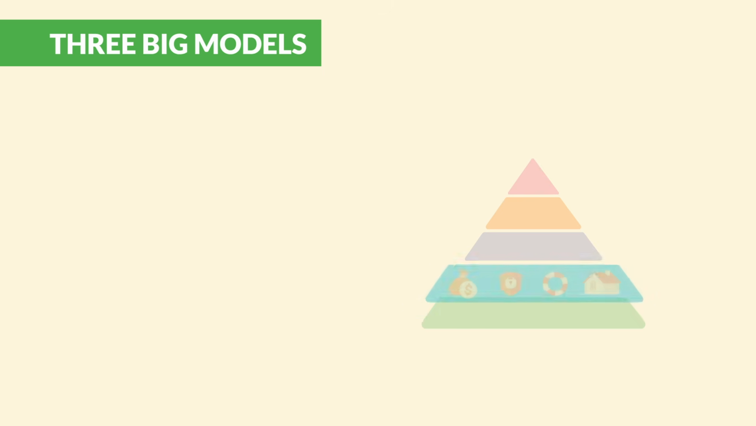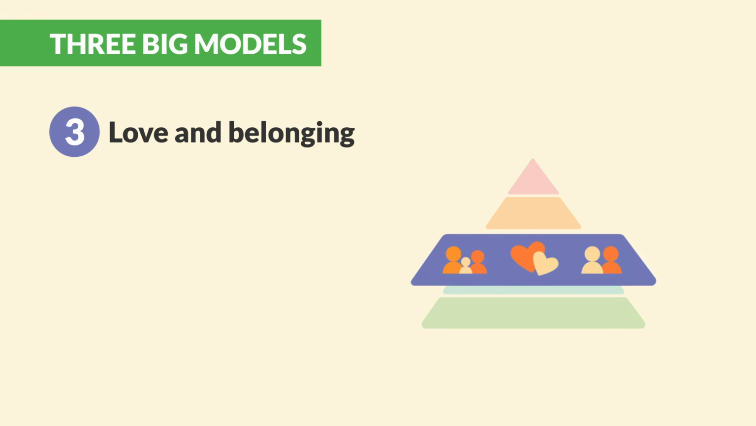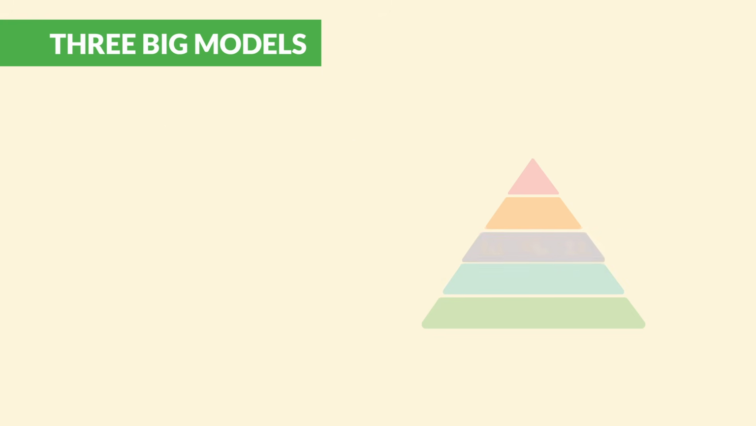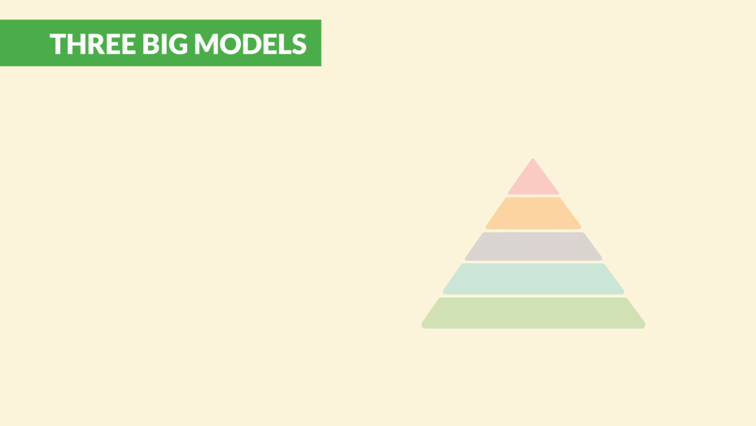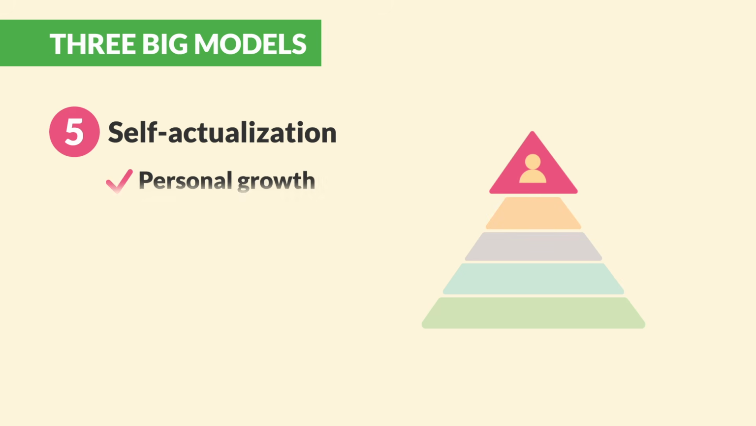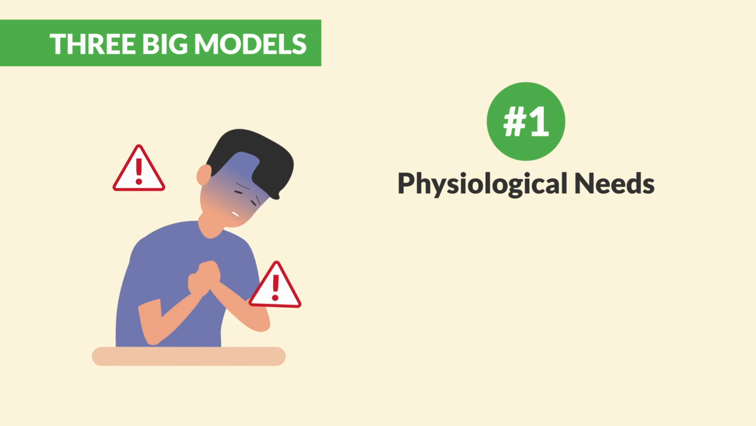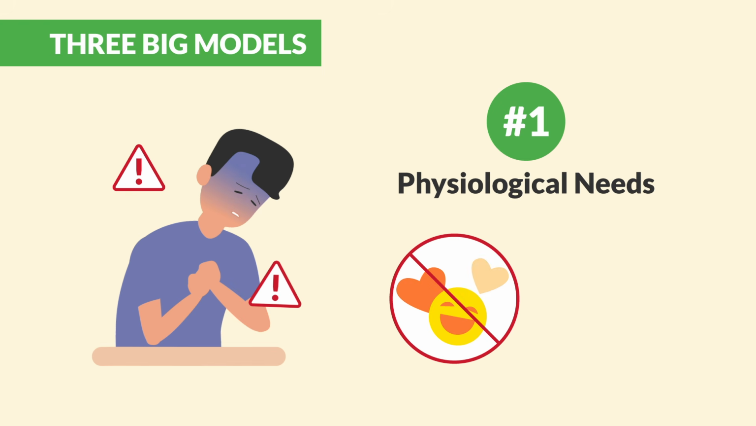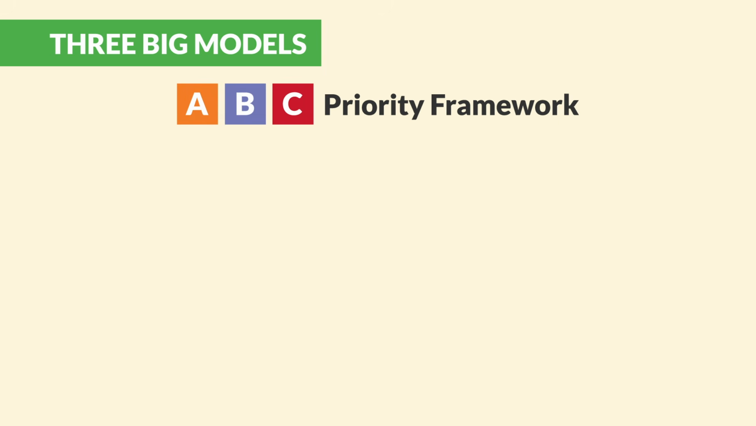Once these are met, then we can move to safety needs, like protection from harm or a stable environment. Now, once that is met, then comes love and belonging. We're talking relationships and emotional support. Next is self esteem, confidence, and respect. And finally, at the very top is self actualization, personal growth, and really reaching full potential. So, in nursing, if a patient is struggling to breathe, fix that before worrying about their feelings or teaching them about their diet.